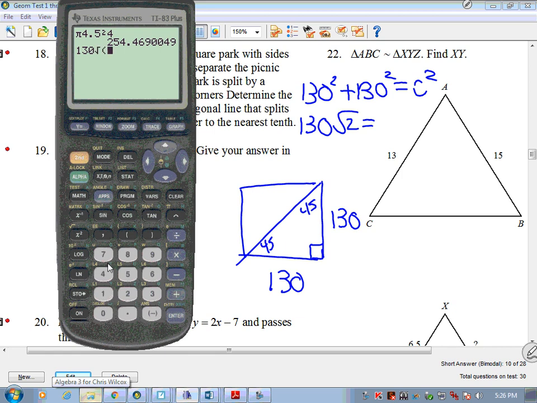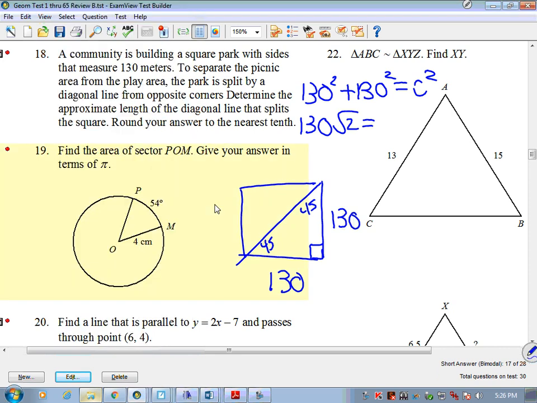130 square root of 2. Okay, I get 183.5. Let's see if that's right. 183.8. But that's actually, no, 183.8 is the correct answer. Just to show you that the other method works, if we take the square root of 130 squared plus 130 squared, then I get the exact same answer. So 183.8 is my answer. Okay, and I believe it's in meters, 183.8 meters.